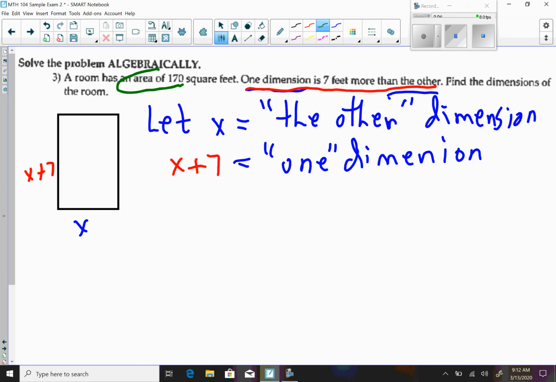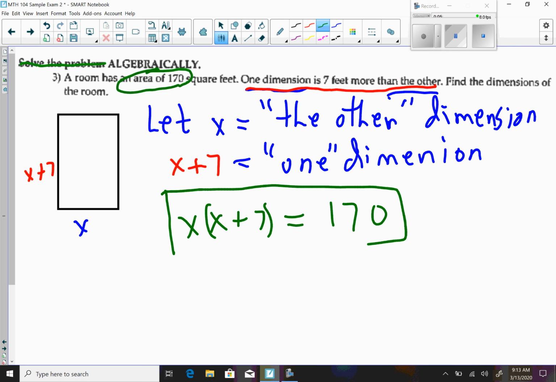The area being 170 means the length times the width is the area. I said length times width, or I could say base times height. So when you take the actual exam, exam number 2, you will not have to solve the problem. You will only have to write the equation and then go on to the next question. So I'm not going to solve this, and you won't have to on the exam 2.